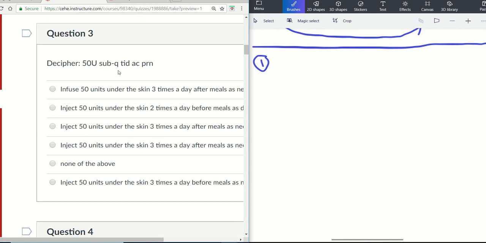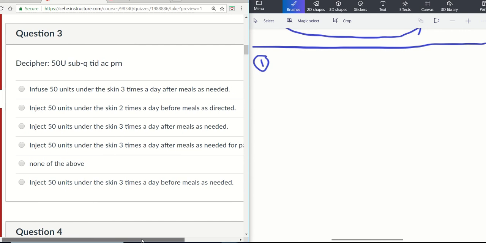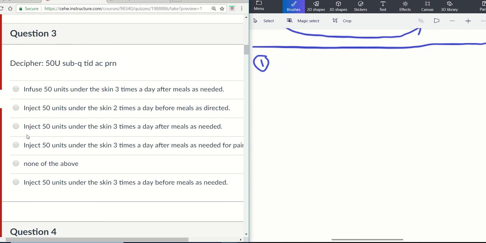What's the verb for subcutaneous? So let's see, inject 50 units under the skin 3 times a day. AC is before meals. Inject 50 units under the skin 3 times a day before meals as needed.